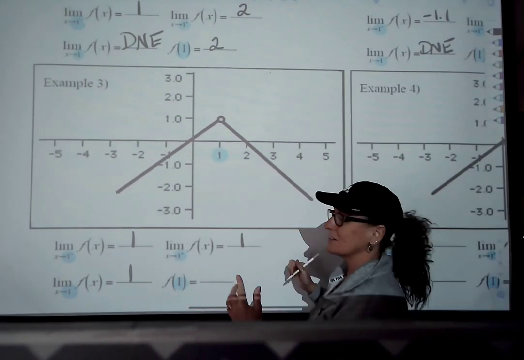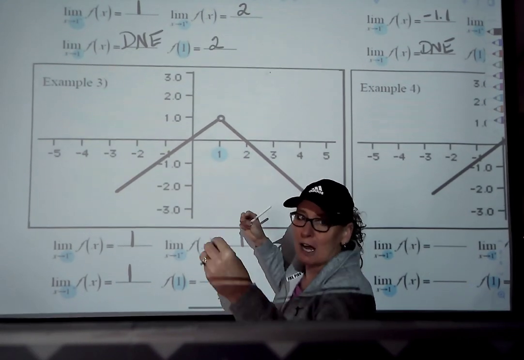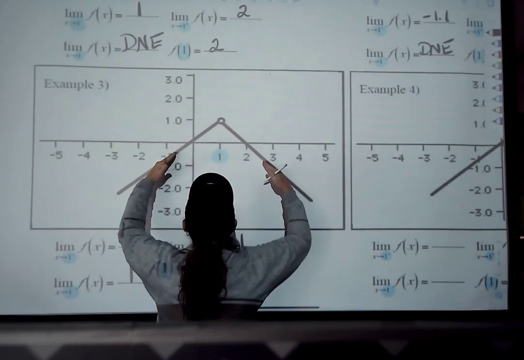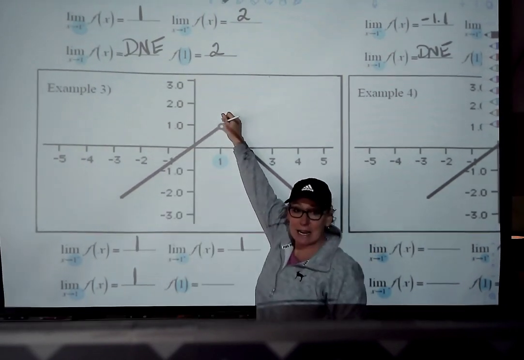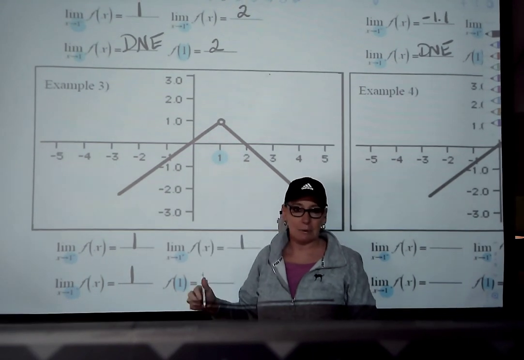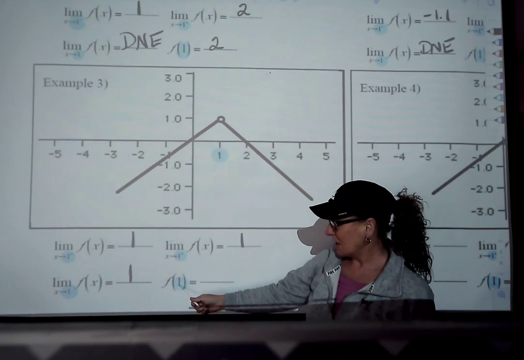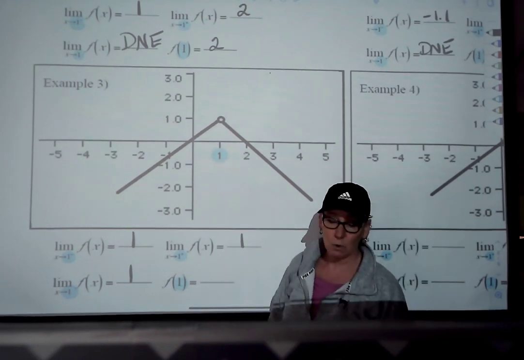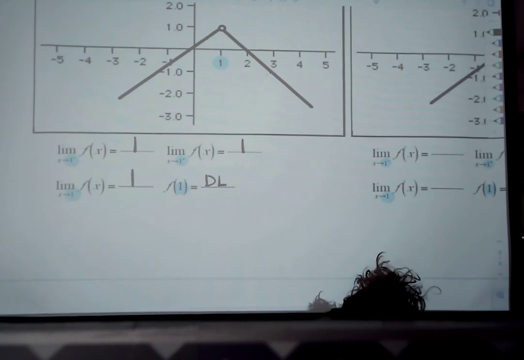What that means is the y's were coming together, right? They were headed toward the same spot. Did they ever meet? No, there's a hole there. They never met. But they got really, really close on both sides. And then f of 1. Is there a point at f of 1? No. F of 1 does not exist.